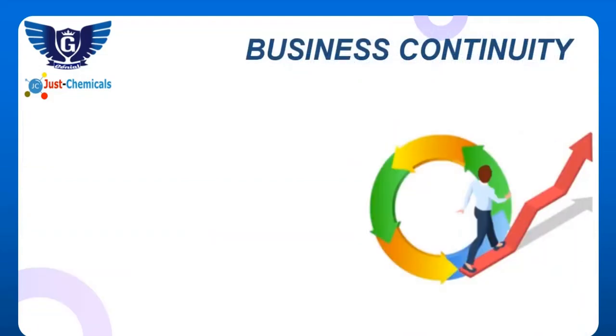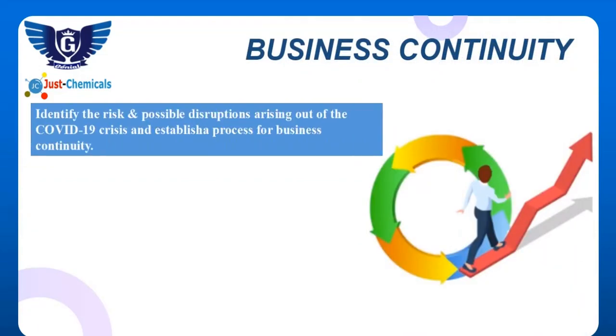So the next element is business continuity, because after all we need to continue the business in this risk. The first requirement is to identify the risk and possible disruption arising out of the COVID-19 crisis and establish a process for business continuity. That means we first identify the risk and the possible disruption, and accordingly we establish the process or guidelines, so that ultimately the business continues.